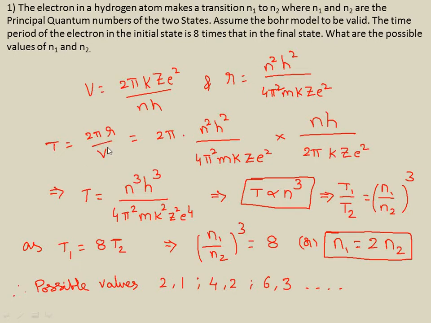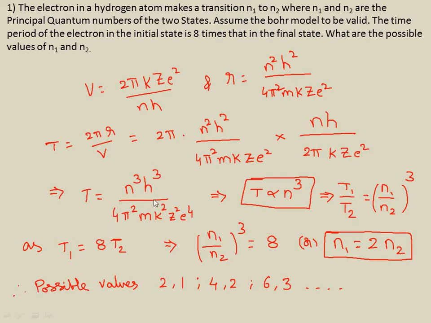So 2π into, what is the expression for r? n²h² by 4π²mkZe², and into 1 by v. Look here, it is by v, so that's why I am writing 1 by v, which is nh by 2πkZe². Simplify this, what can I get? Time period T equal to n³h³ whole divided by 4π²mk²Z²e⁴. Look here carefully.